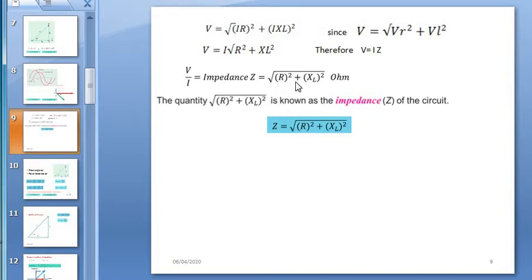Do remember, in DC there was only one opposition, by the resistance, but in an AC circuit the opposition by the resistance and the opposition by the inductor or capacitor should also be considered. Z is equal to V upon I, same as resistance, R is equal to V upon I. Z is equal to square root of R square plus XL square. What will be the unit of this Z? It is the same as the resistance, ohms.